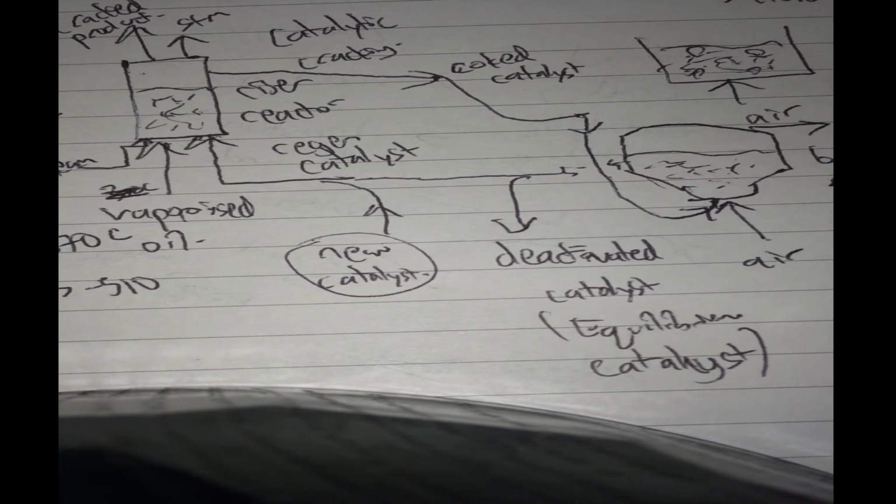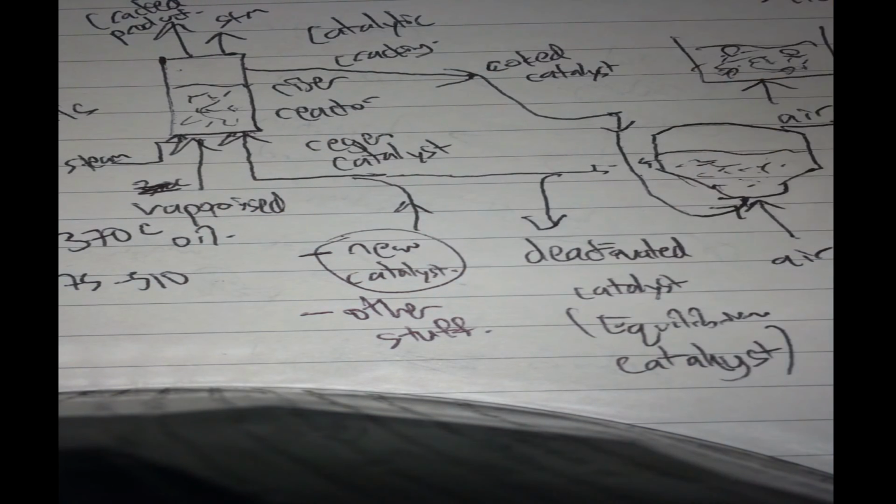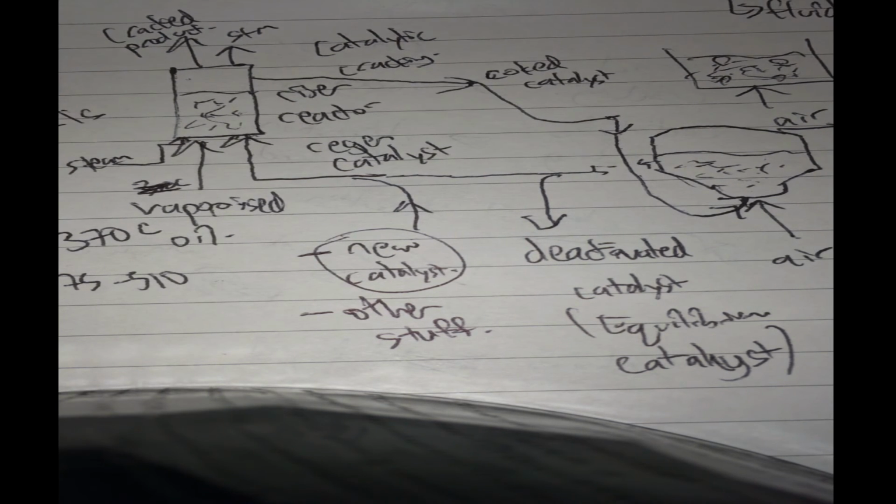And moreover, you don't even have to add in just new catalysts. You can add in other stuff. You don't have to use the particular zeolite Y catalyst. You can use other kinds of zeolites to alter your yield, or you can put in some other chemicals to trap the metals so that your catalyst will last longer. This is known as an additive.